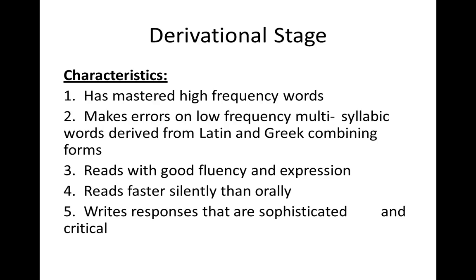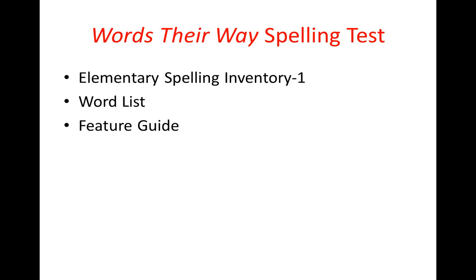This is typically where we see late middle school, high school. It all depends. Some children who really excel in reading and spelling may be in this derivational stage in 4th or 5th grade, but typically this is middle school and high school. And even some of us would say that we're in the derivational stage. So what do we need in order to administer the Words Their Way spelling inventory?